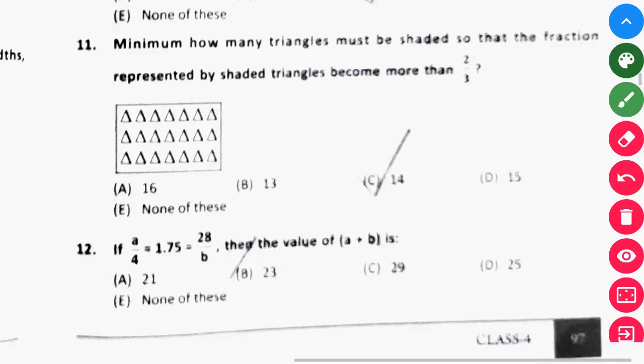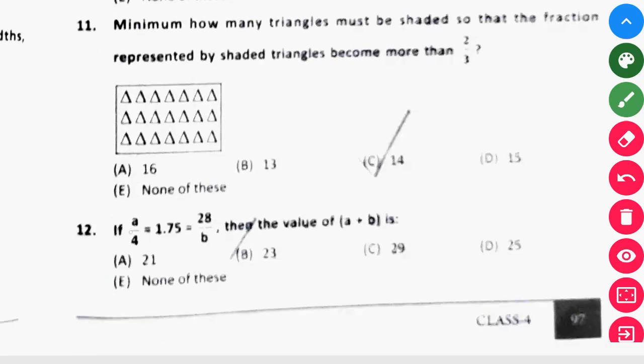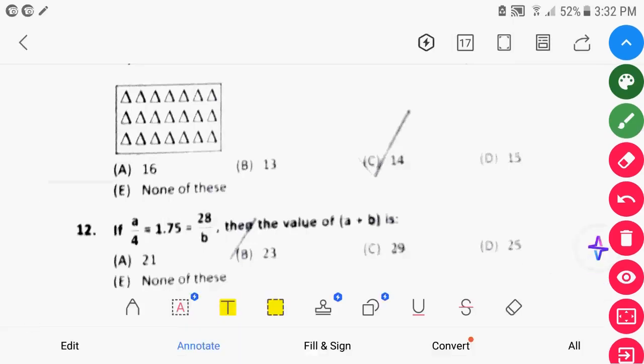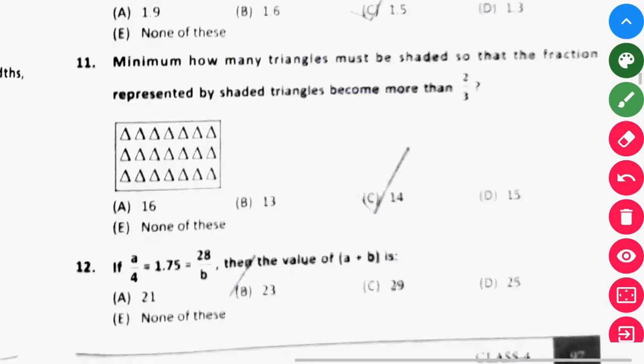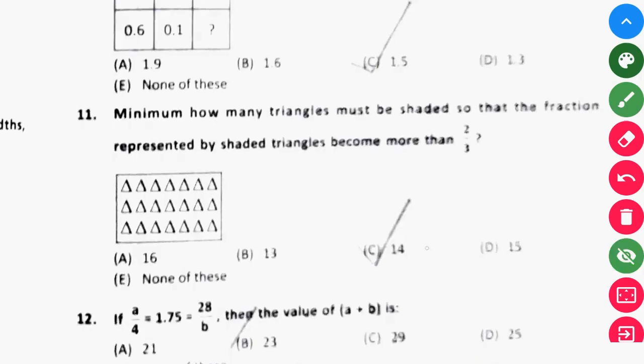Now if A upon 4 is equal to 1.75 is equal to 28 upon B, the values of A and B we have to find and we have to add them. Now this is again a simple thing. Now see, I will just tell you, you do it at home.